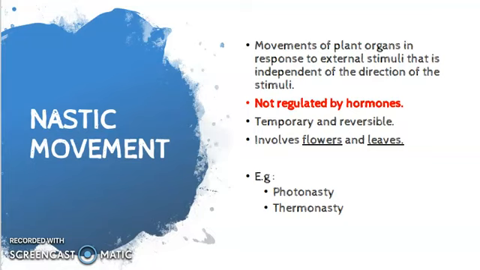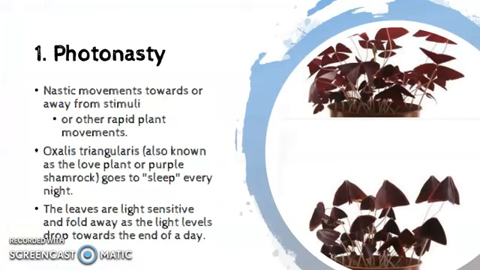This kind of response, as I said just now, involves certain plant organs or plant parts, which are flower and leaf. This kind of movement again consists of two types. The first one that we call photonasty, and the second one that we call thermonasty. Let's continue our lecture about photonasty.